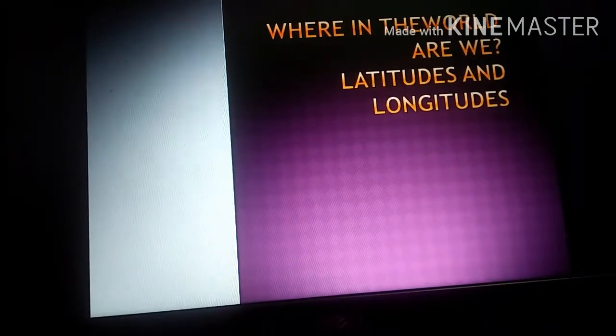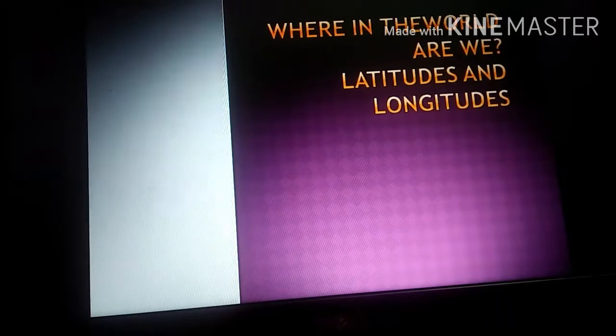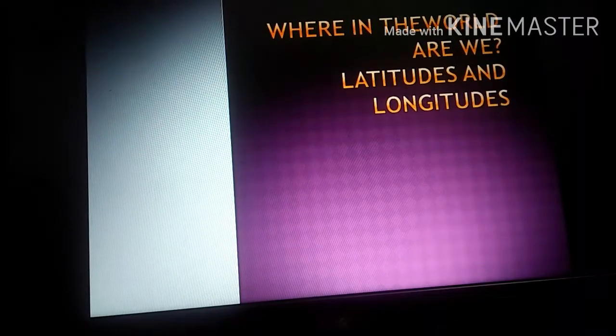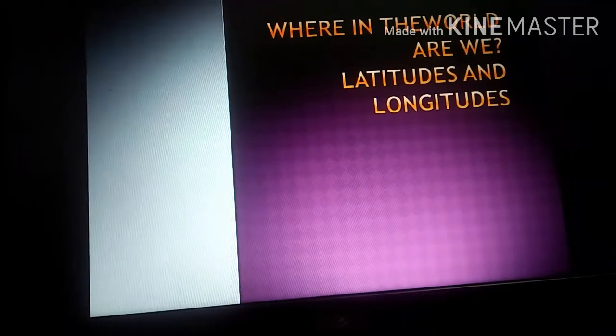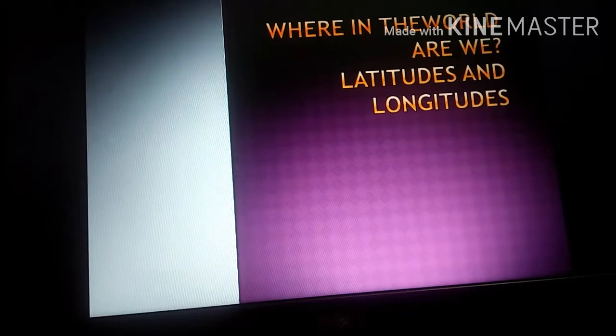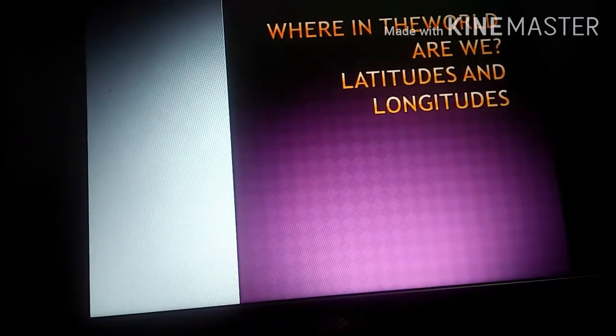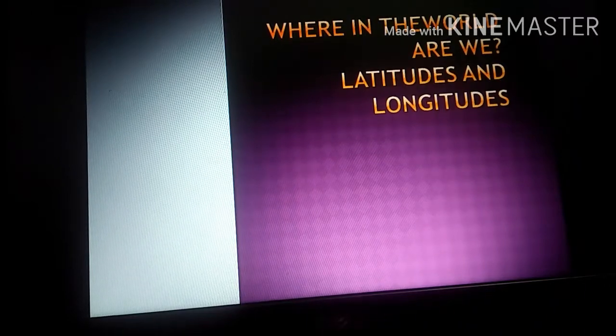Children, today we are going to study lesson number 3 from the geography part, that is, Where in the World Are We? Latitudes and Longitudes. As your chapter name says, where in the world are we? Now, how do we find out the location of the place you live in?